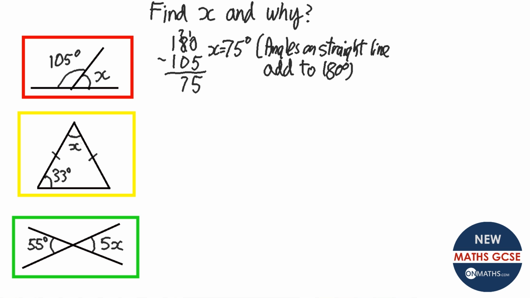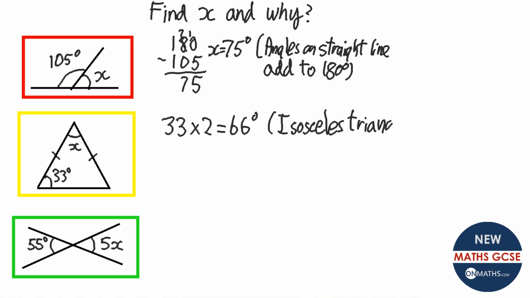Now here we've got an isosceles triangle, and when an isosceles triangle is this way around, the bottom two angles are going to be equal. So the bottom two angles on this isosceles triangle are going to be 33 times 2, which is 66 degrees. The reason for that is that it is an isosceles triangle. So to find x we want to do 180 take away that 66, because the bottom two angles are 66.